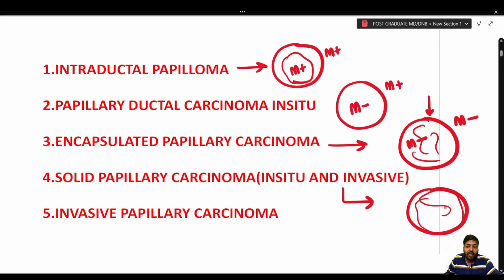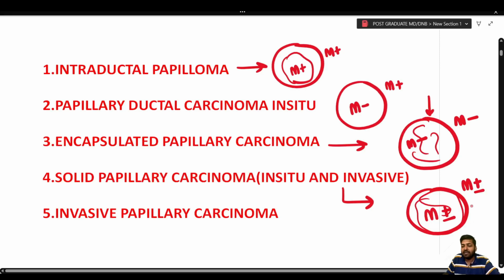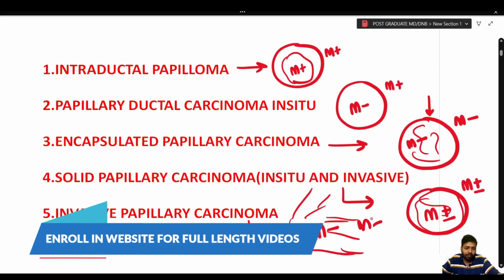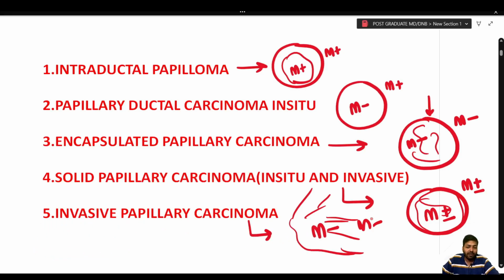I will discuss in detail, but right now you need to understand that the myoepithelial cells can be present or absent, and they can be present or absent at the periphery, as well as inside the papillary lesion. And in case of invasive papillary carcinoma, all the cells are invasive, so you will find fibrovascular cores, and they are infiltrative in nature. Here the myoepithelial cells will be negative, both at the center and at the periphery. Completely negative, but they have an infiltrative or invasive growth pattern. So this is how we are differentiating between the different papillary lesions.